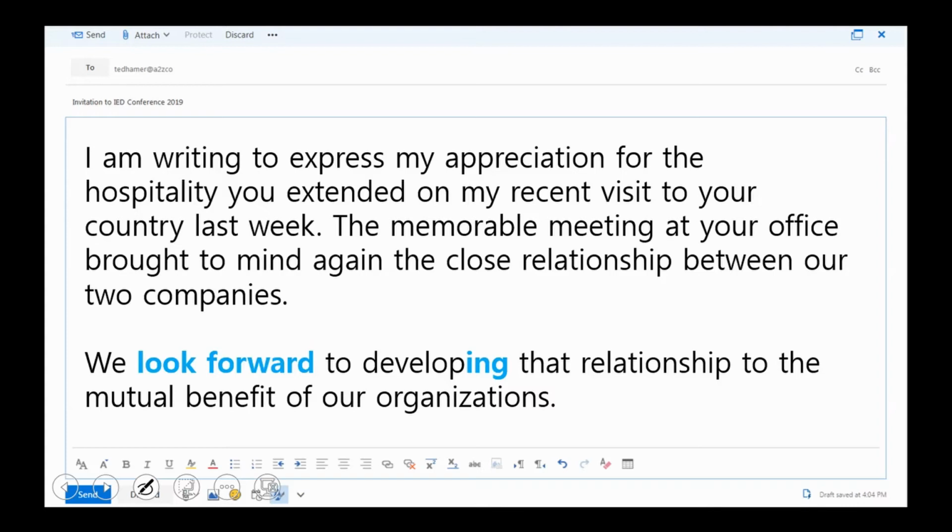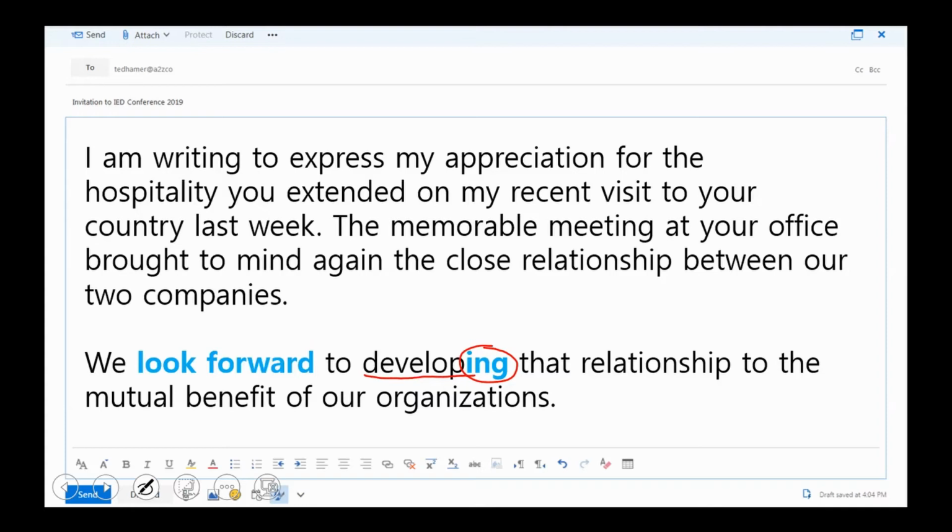Of course, when you use "look forward to" and you use a verb after it, the verb should be in -ing form. We look forward to developing that relationship. We look forward to meeting you at the conference next week. So "look forward to" is usually a better substitute for "expect".